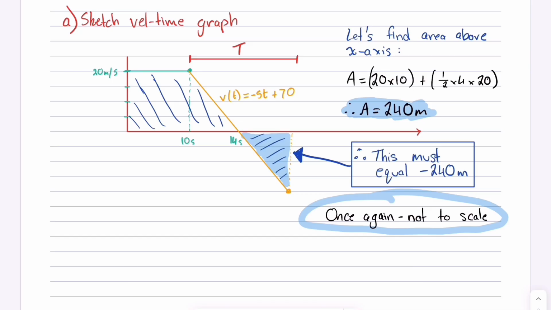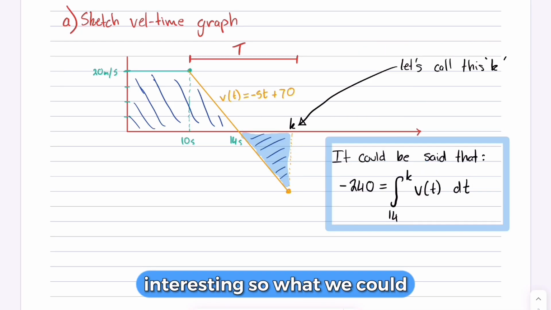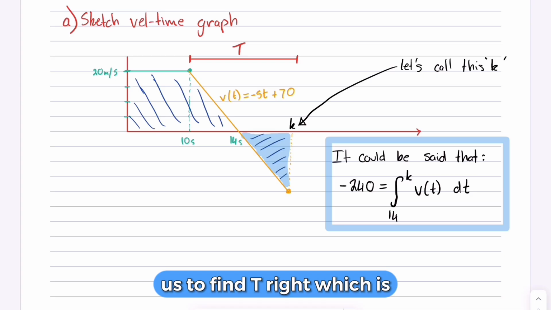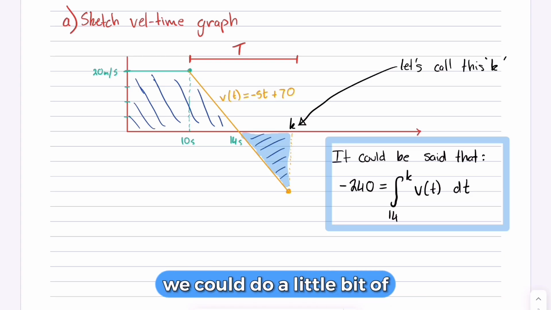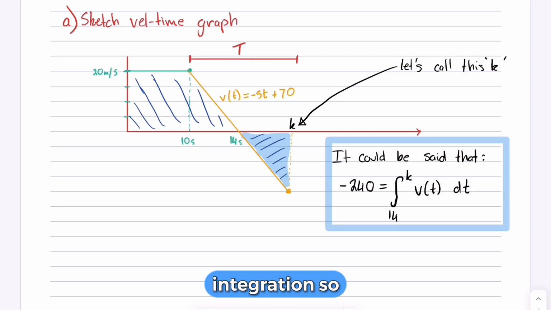Now, this is where it gets interesting. What we could do here to find that k value, which is going to help us find t, which is what we want, is a little bit of algebra and a little bit of integration. With everything that we know right now, we could say that the area between 14 and some value k has to be equal to negative 240.